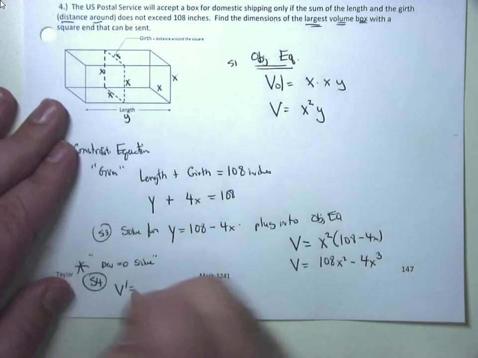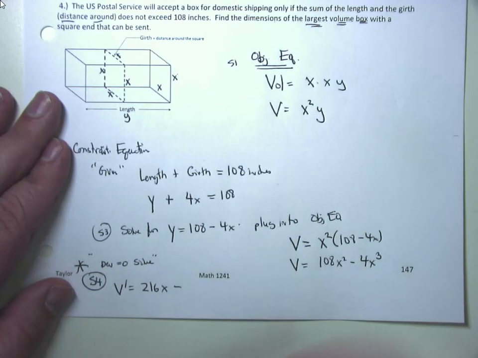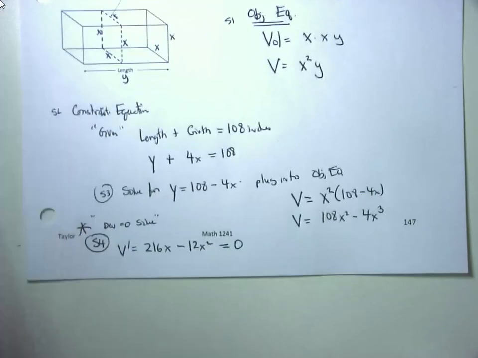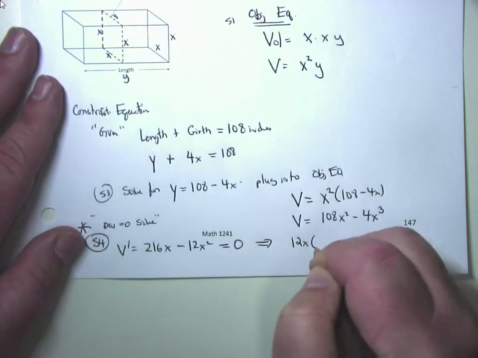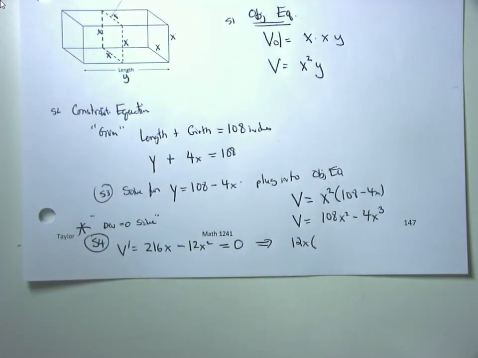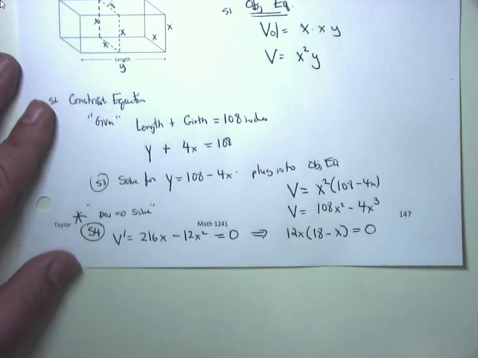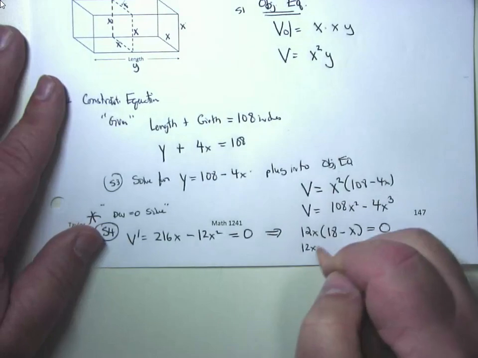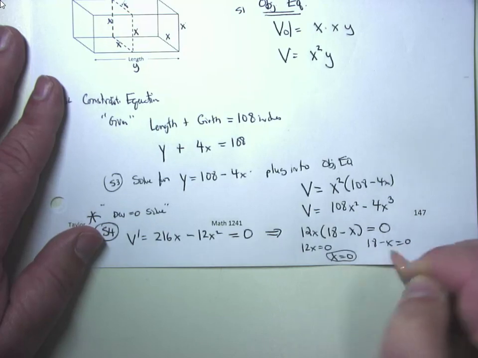So V prime is equal to, what's the derivative of 108x squared? 216x minus what's the derivative of 4x cubed? 12x squared. Set it equal to 0 and solve. Well, what can you factor out of this thing? I can clearly pull out an x. Can I pull out a 12? Yes, I can. When I do, I can factor out a 12x. I'm left with, let's see here, 216 divided by 12 is 18 minus x equals 0. I'm going to set each factor with an x in it equal to 0 and solve. And I get x equals 0 and x equals 18.